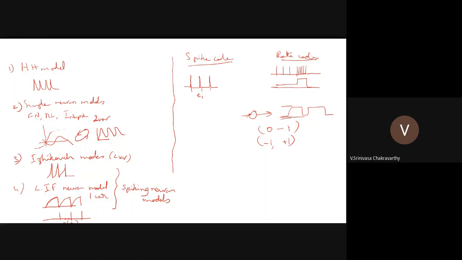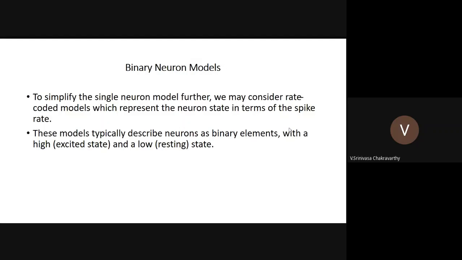Now let us look at a couple of models based on rate code, and then in the next half of the talk, I'll talk about a different approach, which is based on oscillations. So we'll discuss something called binary neuron models. These are dynamic neuron models, which are based on the rate code. So their output simply varies between two limits.